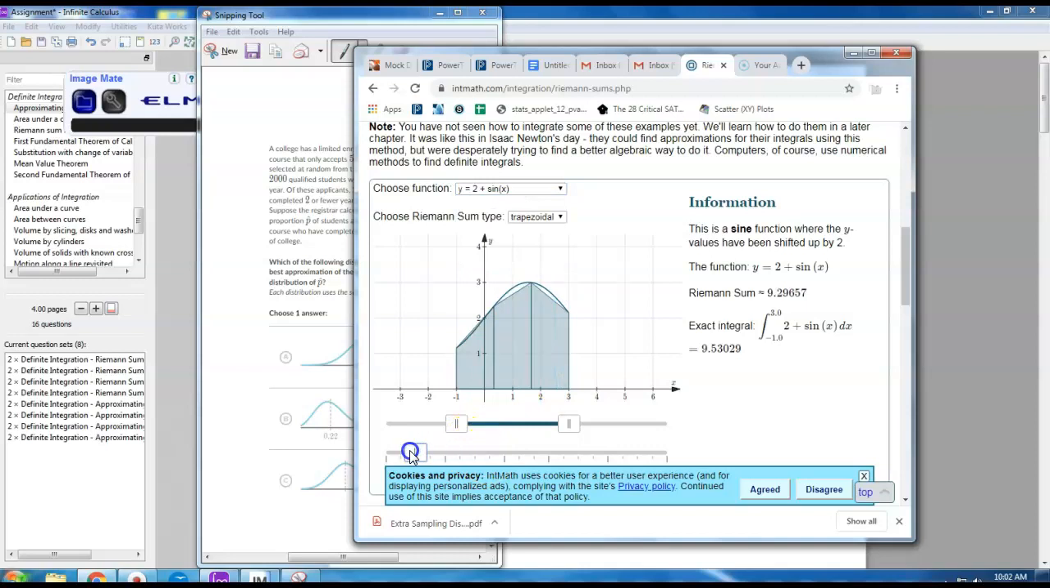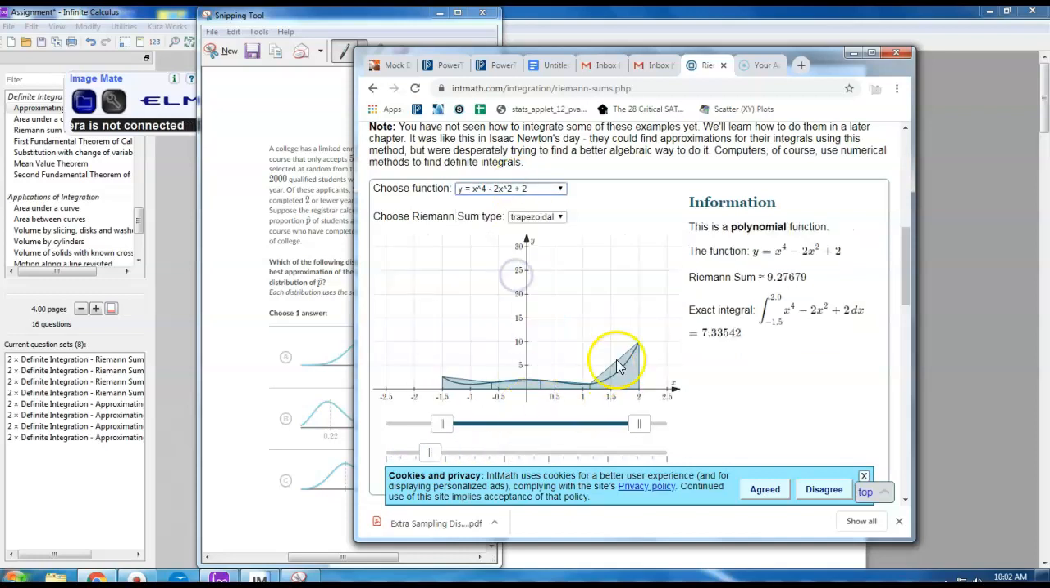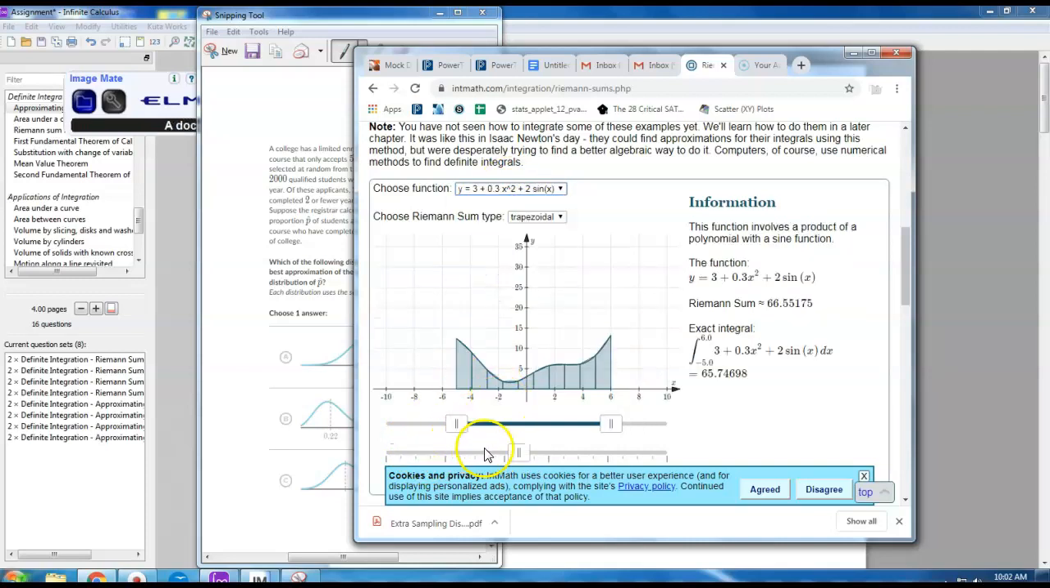Here, what if I make... So if I make very few of them, you can see it's not perfect, right? But if I make more, it starts to get pretty close. Should I show any more graphs? Does that make sense what we're trying to find?